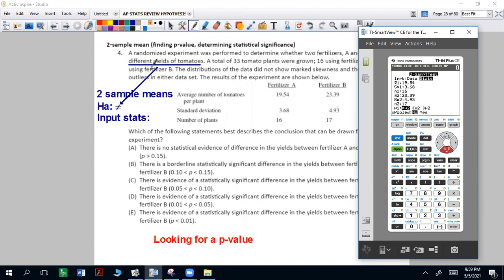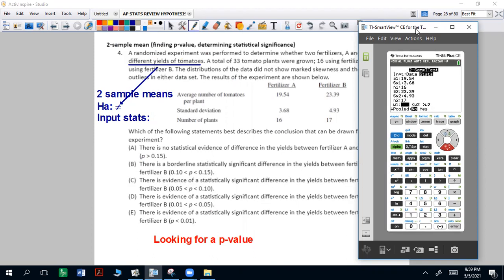Based off the description, different yields of tomatoes, we're looking for a difference in them, not necessarily if one's greater than the other. So this is a two-tailed test. Go to calculate, and you're going to get a p-value of 0.016.